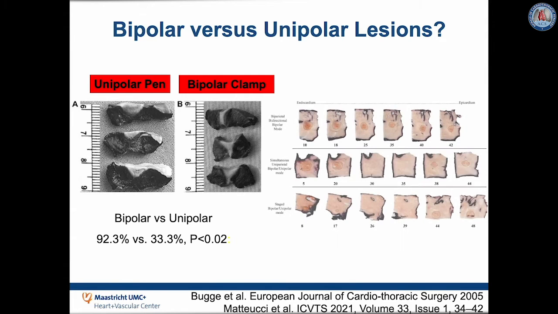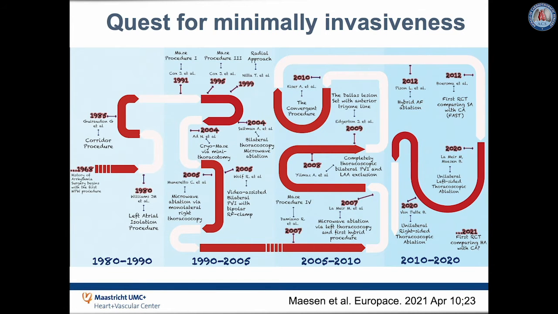And also in an in vitro analysis we did in Maastricht, only in the biparietal bipolar group were we able to show a transmural lesion from the endocardium to the epicardium. In the surgical group, of course, the procedure started with the introduction of the Cox-Maze procedure by the godfather of arrhythmia surgery, James Cox, in the 90s.